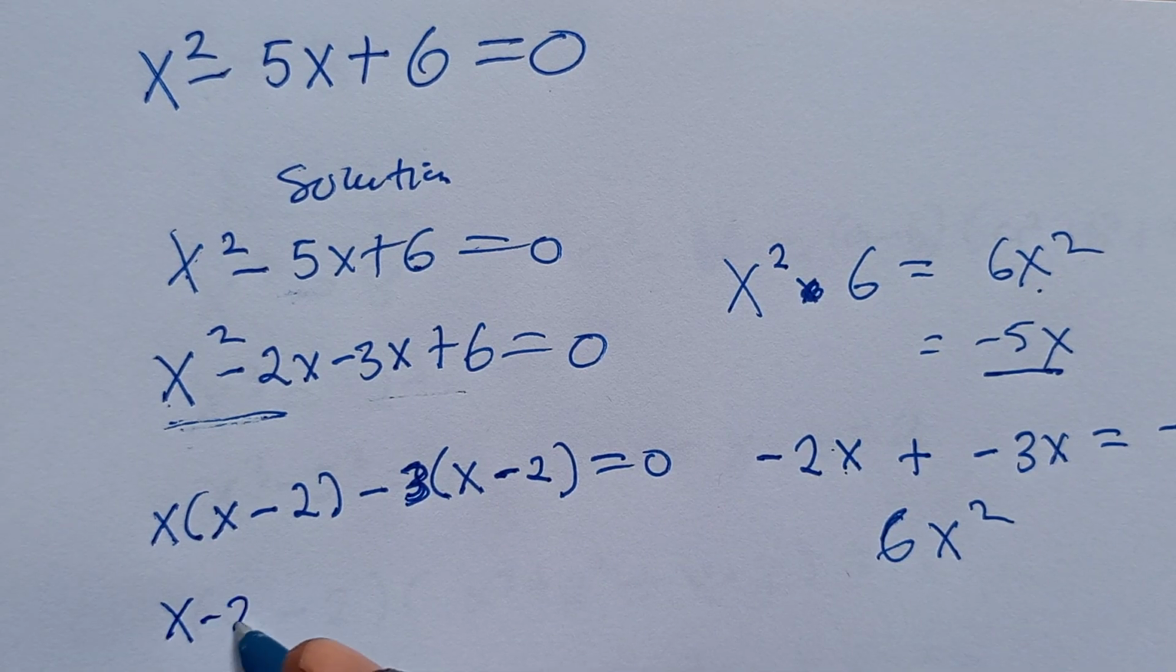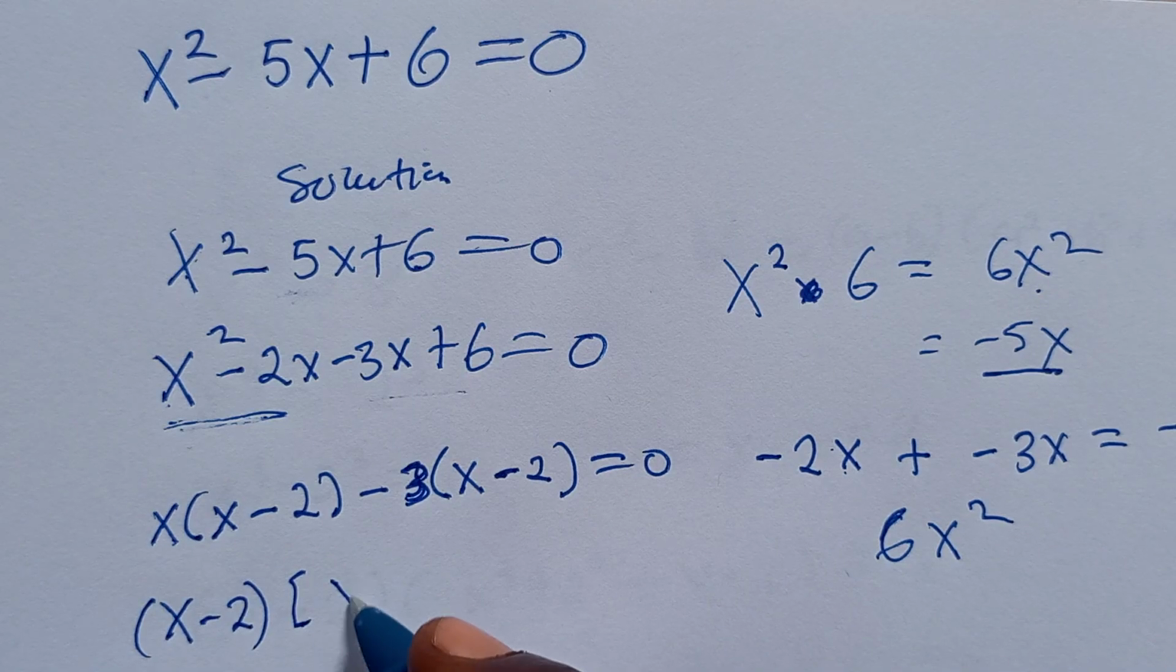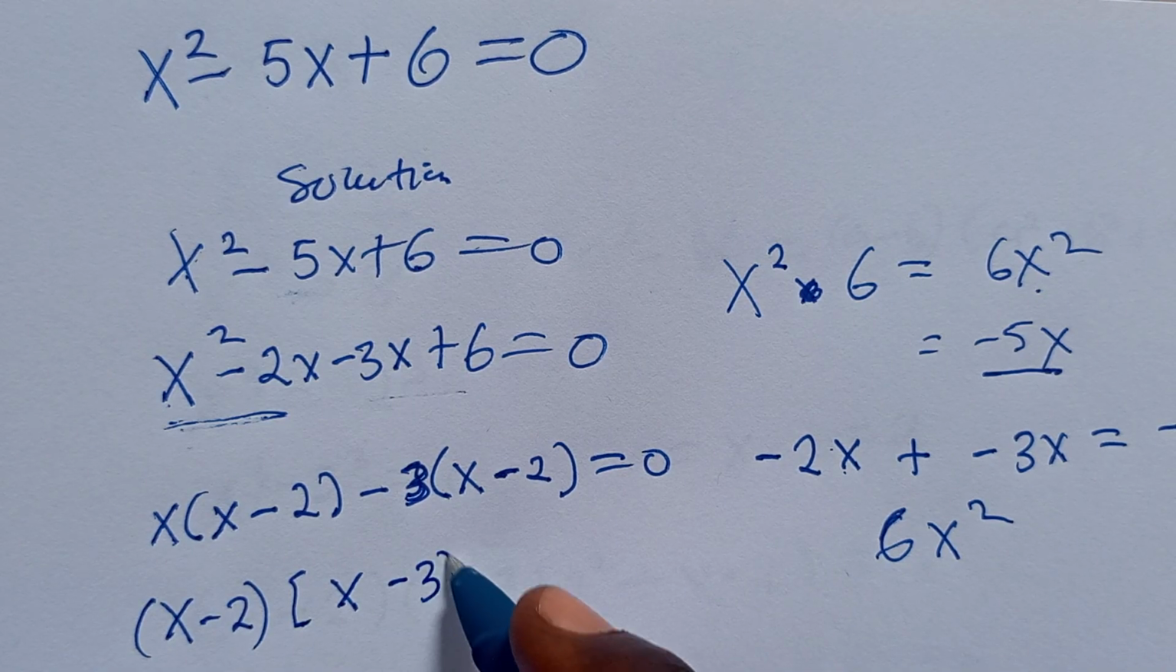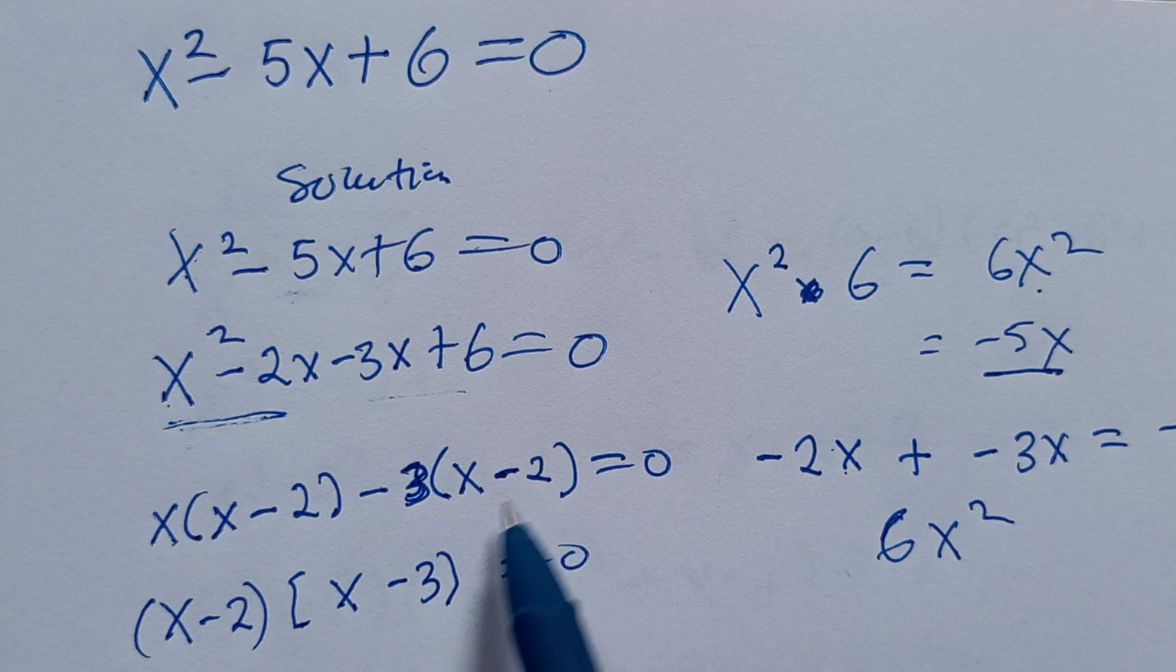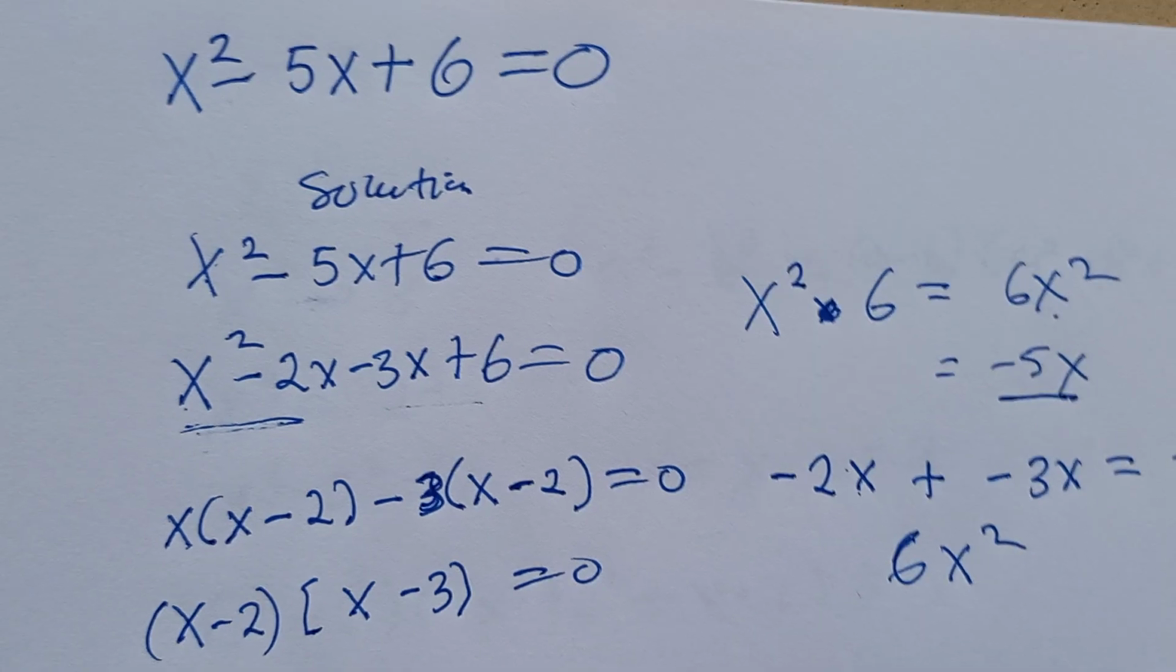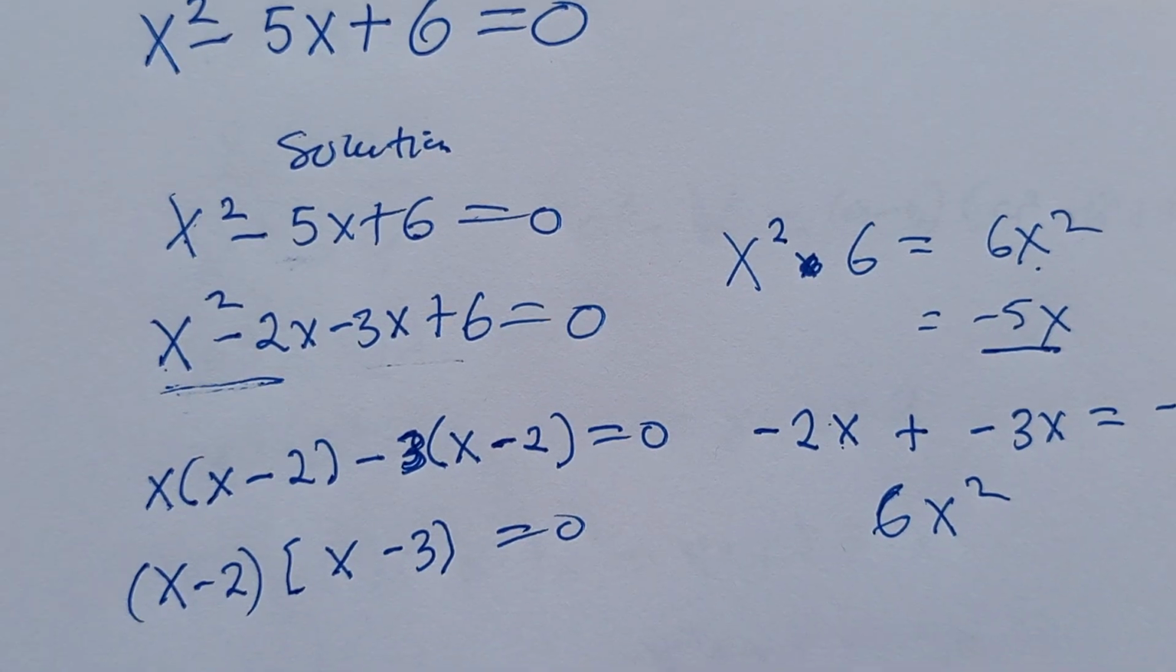What is common between these two? We notice that x minus 2 is common. After removing what is common, we are left with x minus 3 equals 0, because factoring out x minus 2 here, we are left with x here. Then factoring out x minus 2, we are left with minus 3. So now this is what we have.